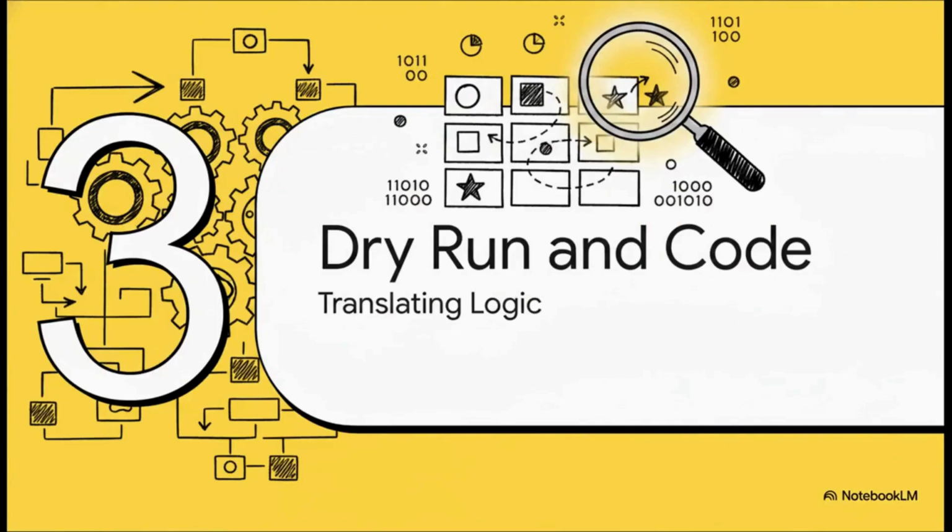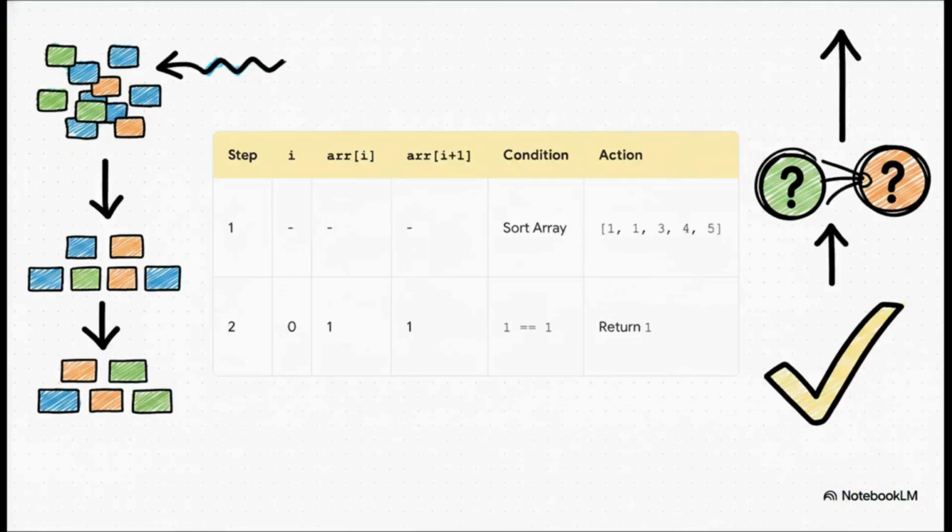Part 3. Dry run and code. Let's visually simulate how a computer's memory processes our logic step by step. Now, what's really interesting about this slide is that we get to act as the computer. Let's trace this logic flow matrix for an unsorted input array of 4, 5, 1, 3, 1 to prove this works flawlessly.